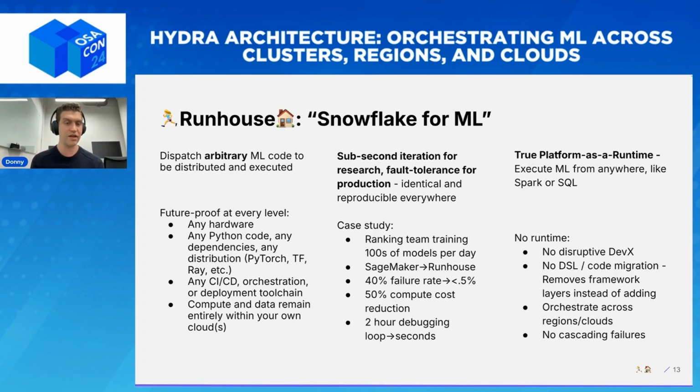That means any hardware, any Python code, any distribution that you want to include in the code that you're dispatching up to the platform, you can run from inside of CI/CD or orchestration or any DevOps toolchain you already have in place. It's incredibly undisruptive to whatever code you already have. And the compute and data remain entirely inside of your own clouds. The overall experience is designed to have fast enough iteration for research, but also be fault tolerant and robust enough for production. This is also a matter of making the system good at unifying that research and production fragmentation.